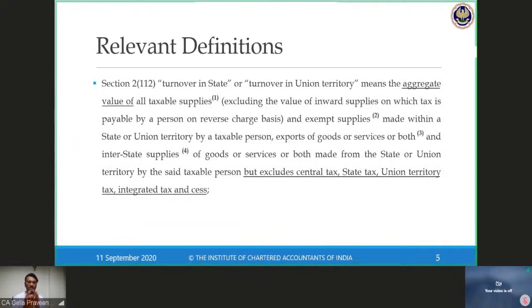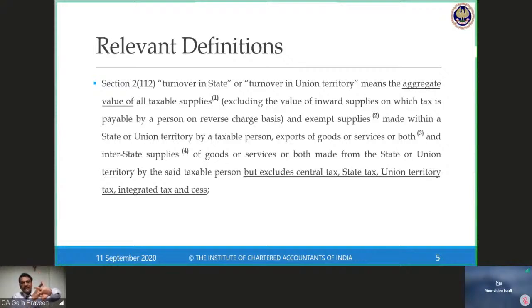From that particular term, the moment I issue an invoice in relation to an advance, it is deemed that a supply has happened. Explanation to section 12, explanation to section 13. For that purpose, taxable supply, also exempt supply. When I say exempt supply, you should also have in mind how we have to calculate exempt supply. So I add taxable supply, I add exempt supply, made within the state, comma, export of goods or services.